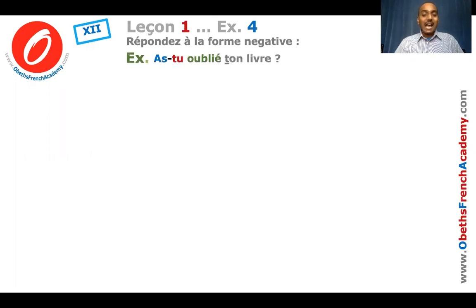Example. As-tu oublié ton livre? Have you forgotten your book? Now I want you to analyze the example. Here you see they have used avoir as the auxiliary verb because the verb oublier is not found in the Dr. Mrs. Van Tramp list. So we use avoir as the auxiliary verb. When the subject is tu, avoir conjugation is as. And the verb oublier ends with er.